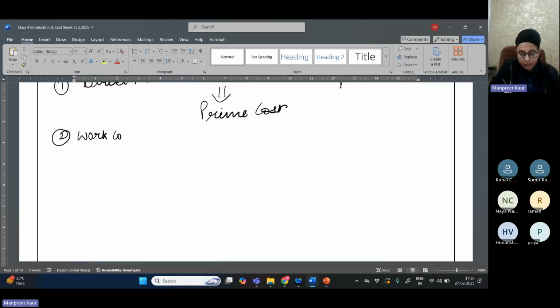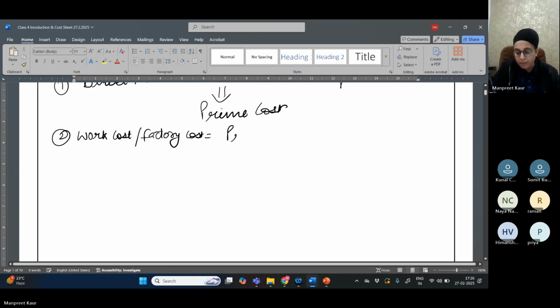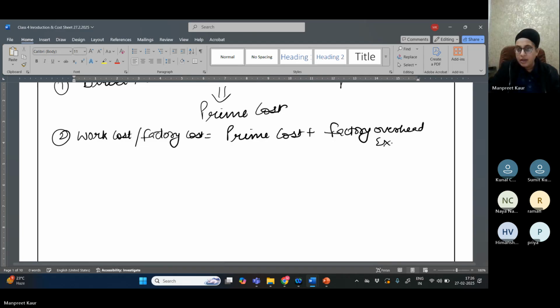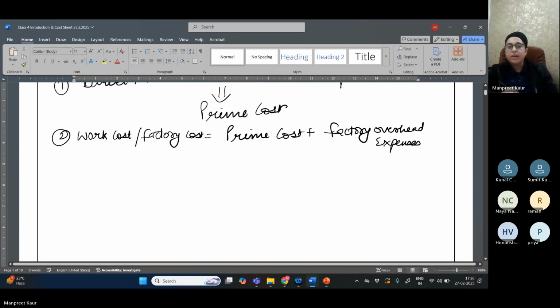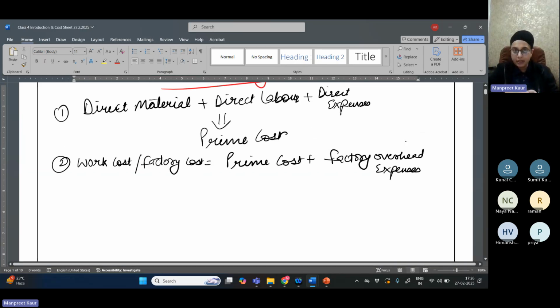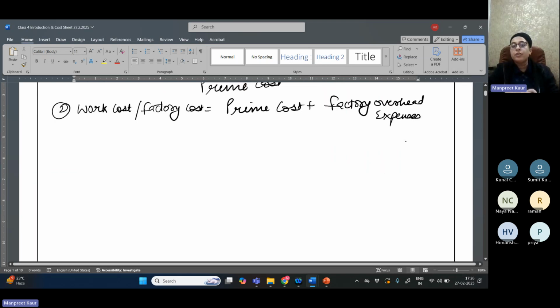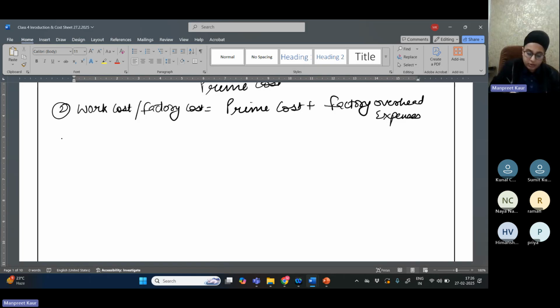Next is the work cost, or we can say factory cost. It is prime cost plus factory overhead expenses. Factory cost, your work cost, is equal to prime cost. Prime cost is direct material plus direct labor plus direct expenses, plus factory overhead is the factory cost.